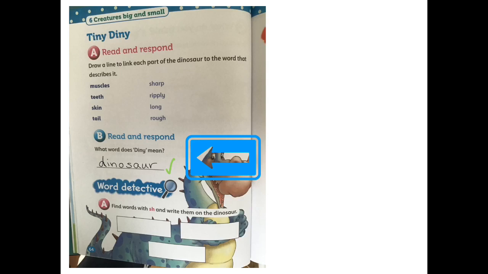Now the question, what word does diny mean? We have a pretty good idea that diny means dinosaur. And if you weren't sure how to spell it, if you look below in the question A, find words with sh and write them on the dinosaur, you have the correct spelling of dinosaur. Give it a tick.